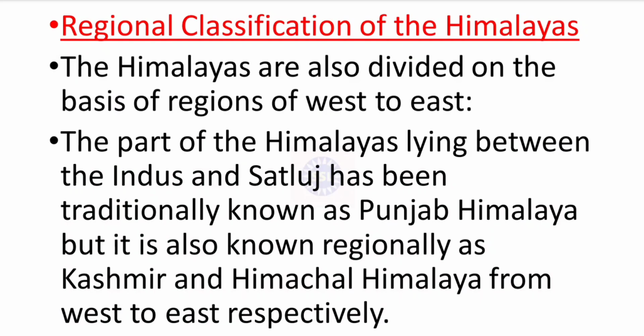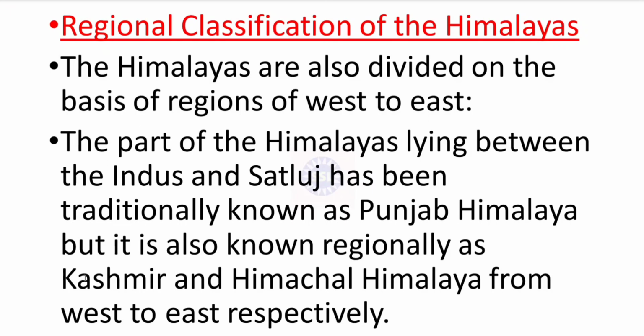Now, regional classification of the Himalayas. Regionally it is classified. The Himalayas are also divided on the basis of regions from west to east. The part of the Himalayas lying between the Indus and Satluj has been traditionally known as Punjab Himalayas. You can locate the picture here. The part of the Himalayas lying between the Indus and Satluj is known as Punjab Himalayas.